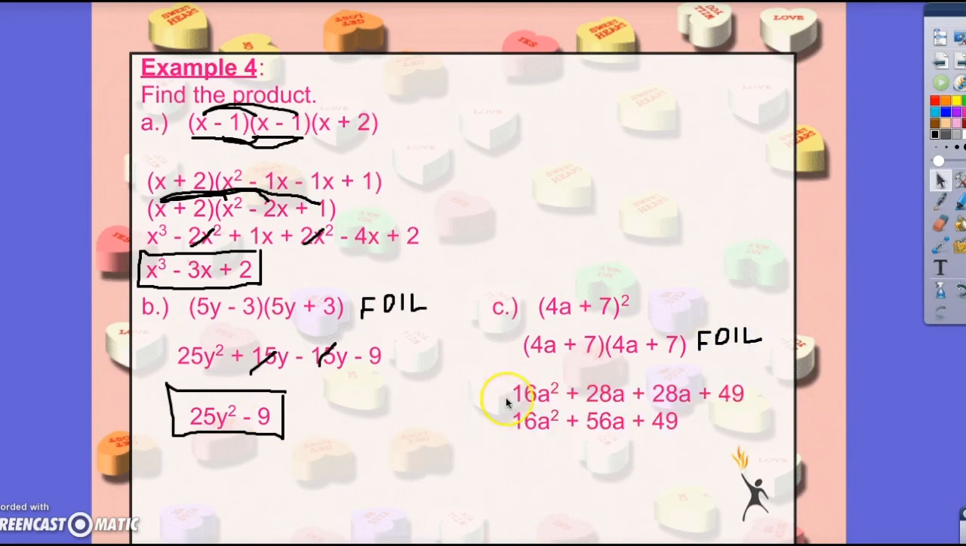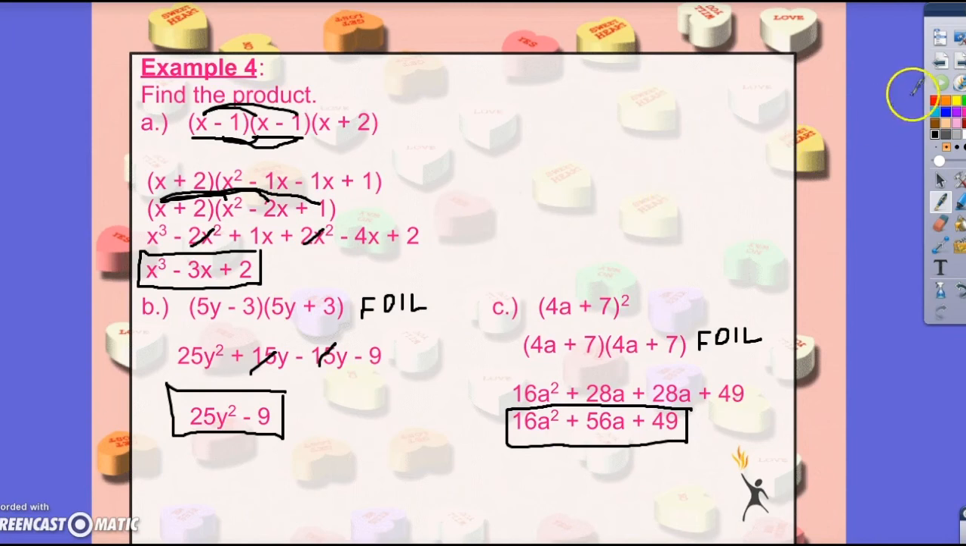When we FOIL, this is what we get: 16a squared plus 56a plus 49 as our final answer. Now this is a perfect square trinomial. This is what we did with completing the square when we were trying to find one that was a quantity squared. Another special pattern we looked at with quadratics last chapter. So B and C you've actually seen before.